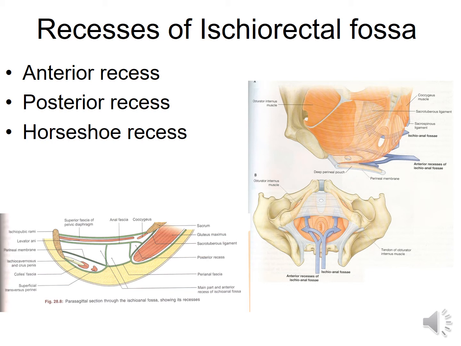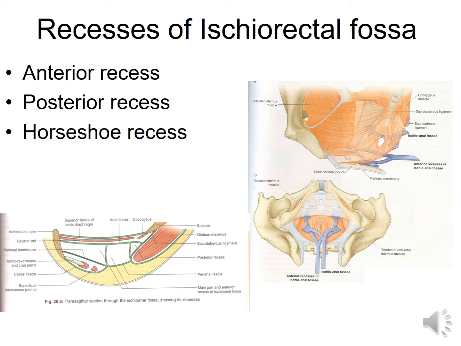What are the recesses of ischiorectal fossa? There are anterior recess, posterior recess, and horseshoe shaped recess. In the diagram given above, we can see the anterior recess, right? So anterior recess, it extends above the urogenital diaphragm, which is a muscular diaphragm formed by sphincter urethrae and deep transverse perineal muscle. So it is the extension of fossa above this urogenital diaphragm.